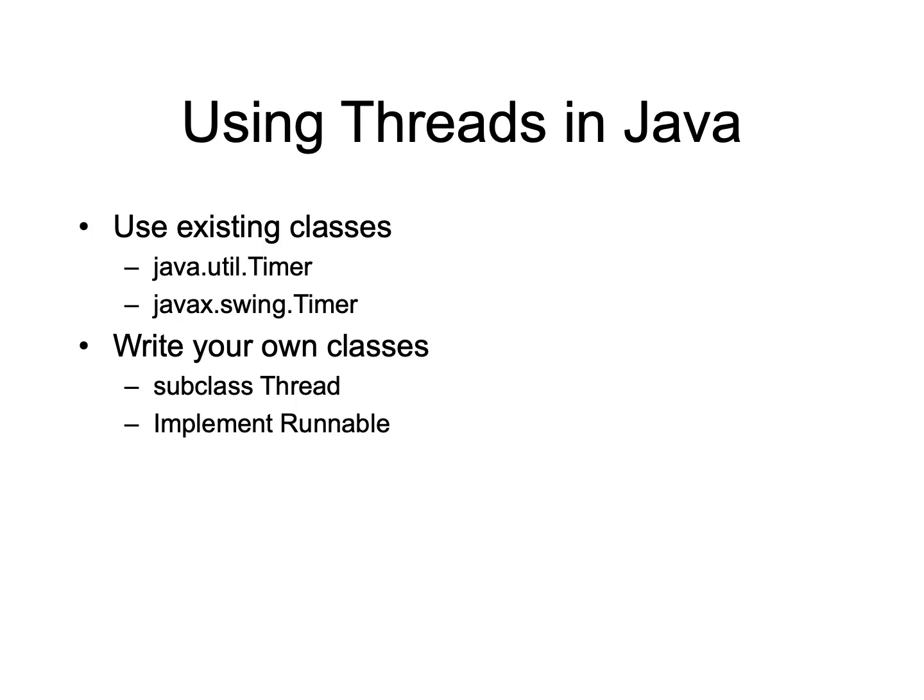So there's a couple of ways to use threads in Java. You can use existing classes, for example, there's a timer class. And you can write your own classes either by subclassing Thread or implementing the Runnable interface. And I'm going to show you examples of all of those.